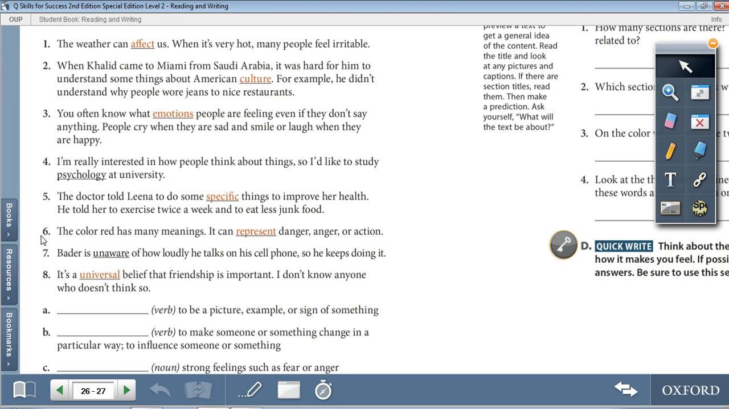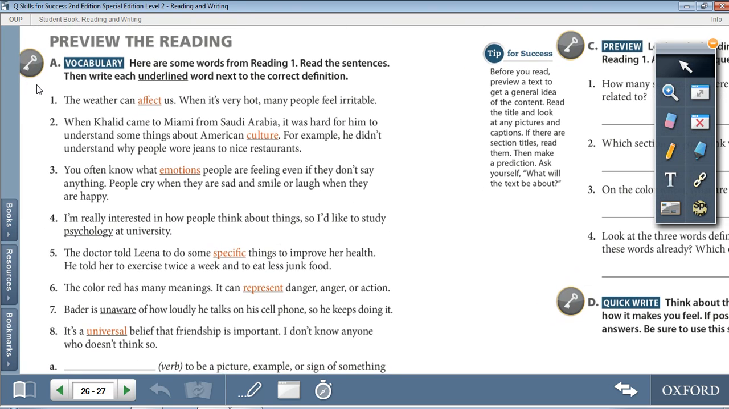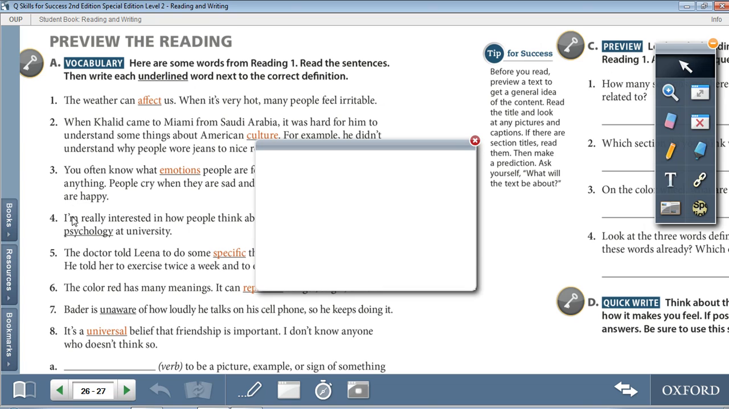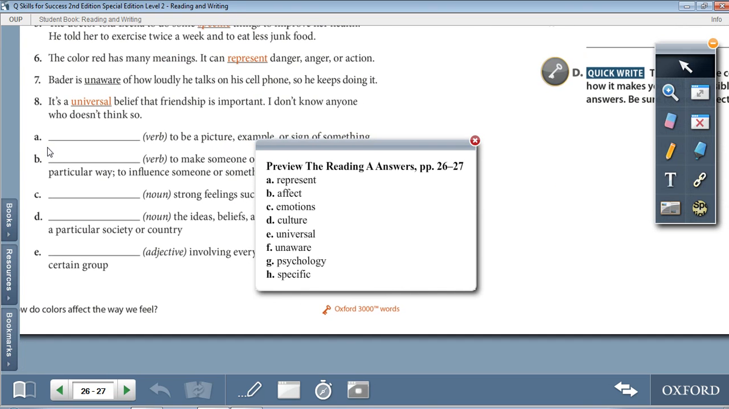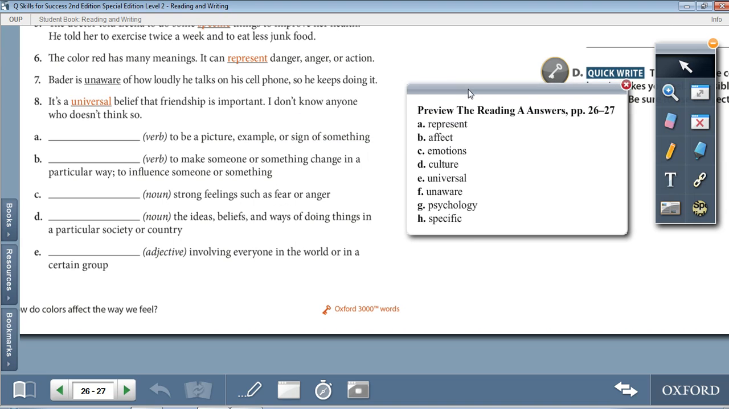7. Badr is unaware of how loudly he talks on his cell phone, so he keeps doing it. 8. It's a universal belief that friendship is important. I don't know anyone who doesn't think so. And the correct definitions are as follows.